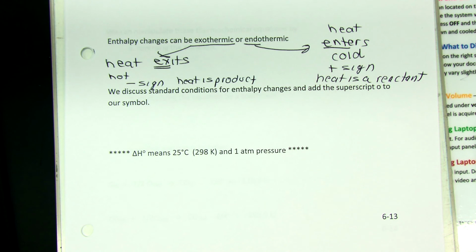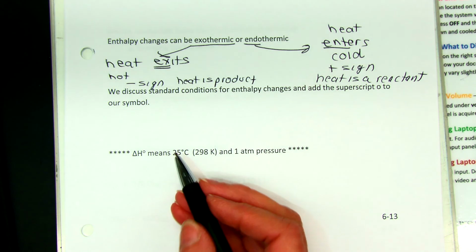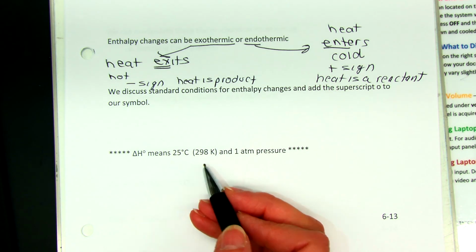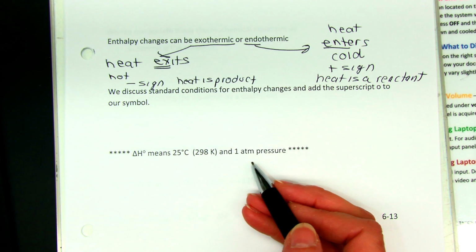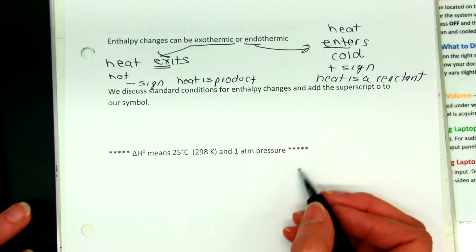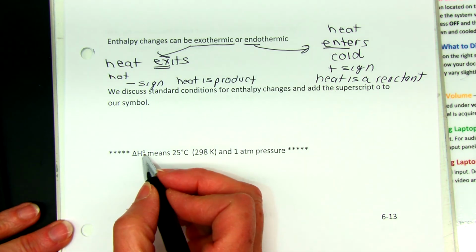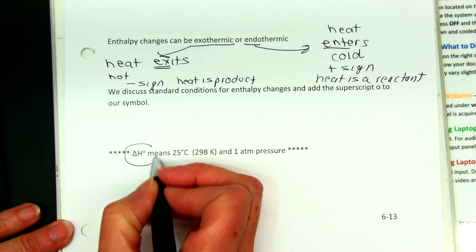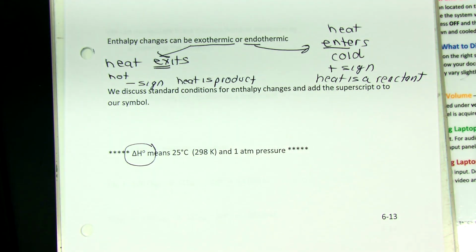Then we also discuss standard enthalpies. So standard conditions for enthalpy changes are 25 degrees Celsius exactly, or 298.15 Kelvin, and 1 atmosphere pressure. And when we are at standard conditions, we add this little superscript 0 to the delta H, and that is a way of telling us what the temperature and pressure of that system is. Sometimes that'll be your only clue in the problem of what the temperature is. So you have to learn to recognize that little superscript 0.